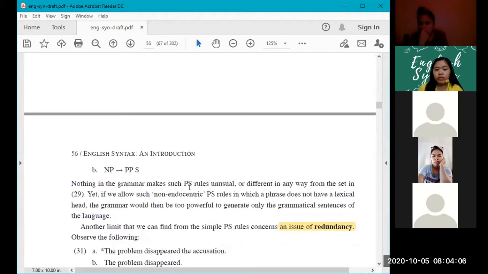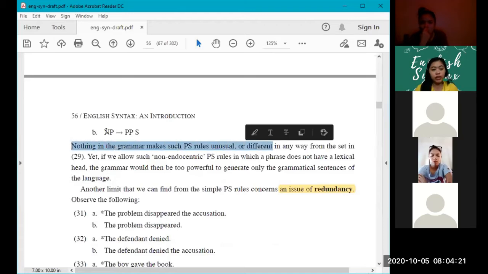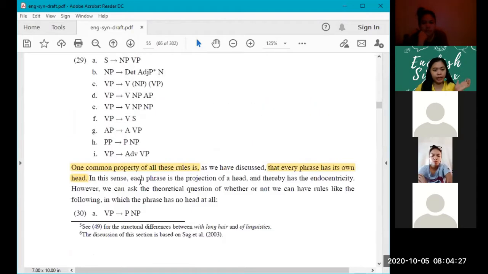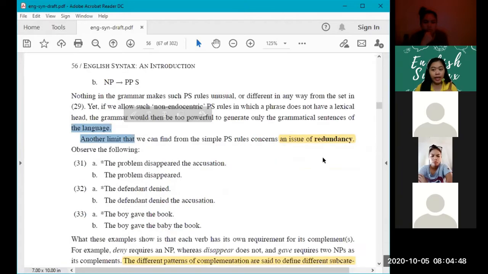So there are some questions of whether or not the PS rules have this endocentricity property in these phrases. Nothing in the grammar makes these PS rules unusual or different from the set in the previous example. However, if we allow such non-endocentric PS rules in which a phrase does not have a lexical head, which is very important, the notion of headedness in a phrase, the grammar would then be too powerful to generate only the grammatical sentences of the language. So that is a problem.